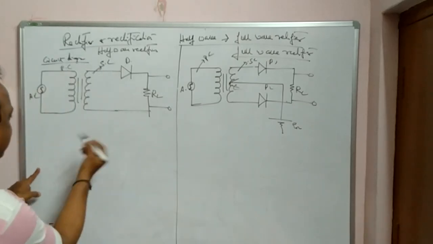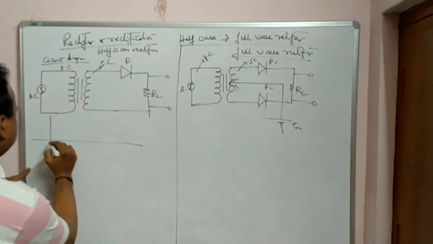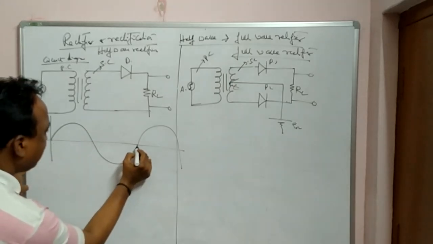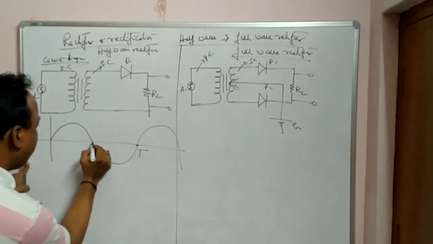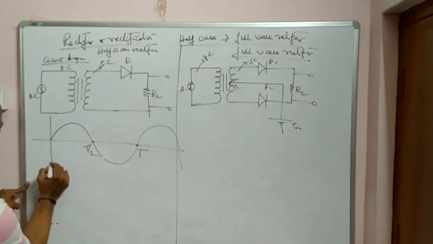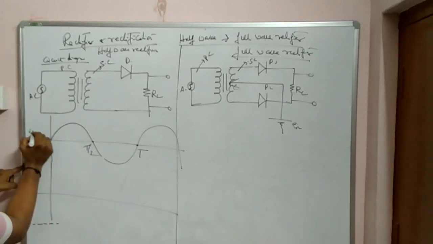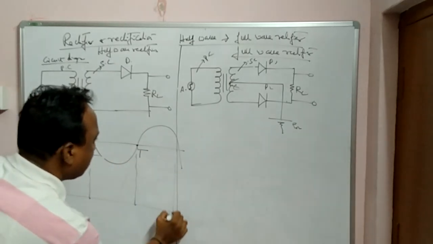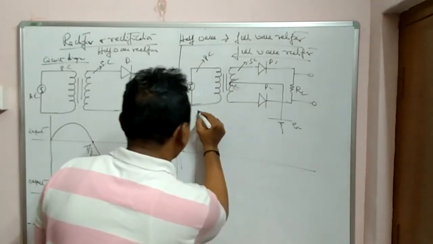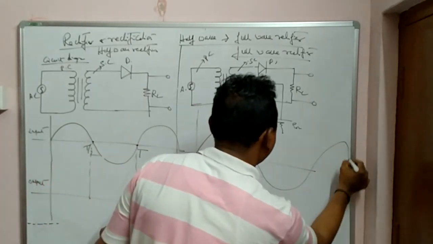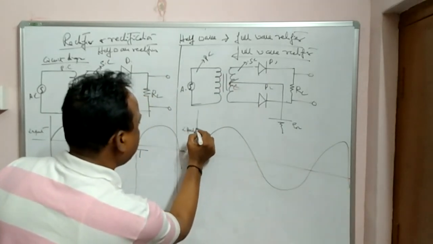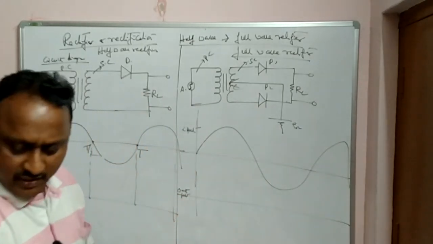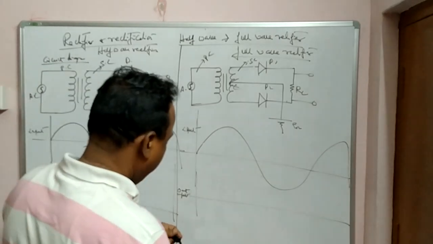Now coming to the cycle diagram, that is the input cycle. See here, as you know, this is the full cycle for time T. This is one full cycle, and this is the half cycle, T by 2. Input for half wave, and here output. The same way for this one, input for full wave, and output for full wave. If you observe carefully here, you can see how the function will be in this case.